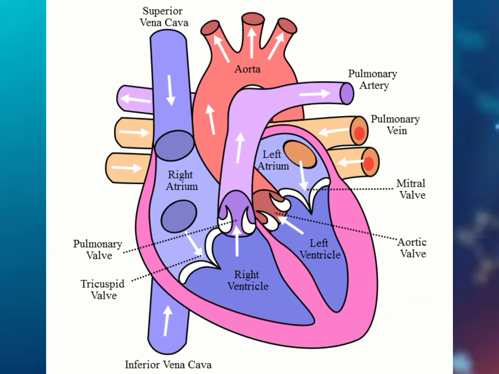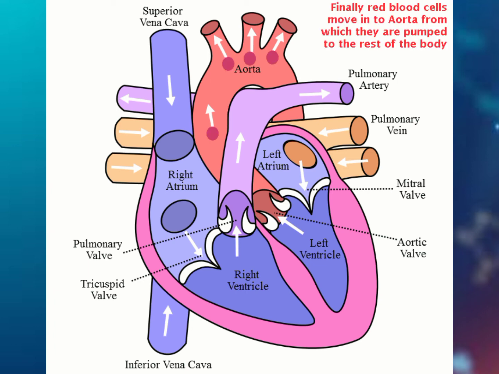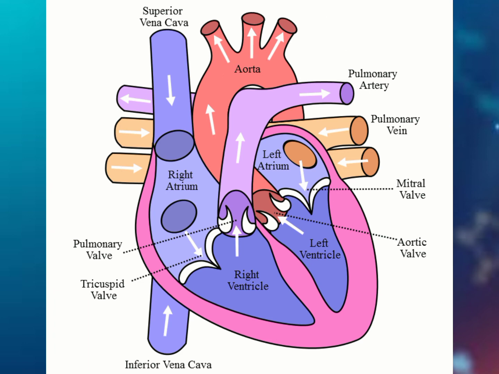The oxygenated blood from the lungs then enters the heart via pulmonary veins. Oxygenated blood then moves into the left atrium and into the left ventricle. Then finally, the blood moves into the aorta, from which it is pumped to the rest of the body. Here the cycle completes and continues again.